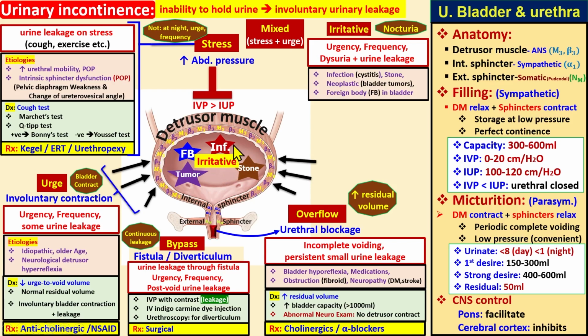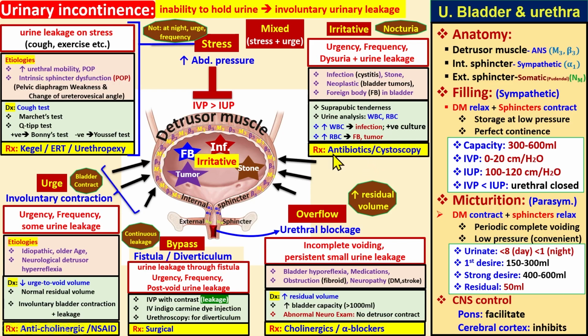You know, bladder infection, stone, foreign body, bladder tumor. What is the diagnostic? Diagnostic is suprapubic tenderness. So it suggests irritation. Okay, and you do the urinary analysis where you check the WBC and RBC. If there is an increase in the WBC, it suggests infection. You can confirm by doing the culture. If the culture is positive, it means the condition is infection. You give the antibiotic for the treatment.